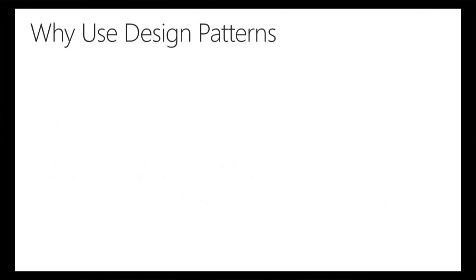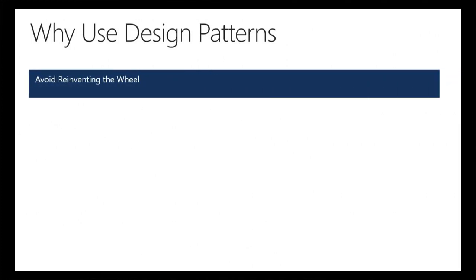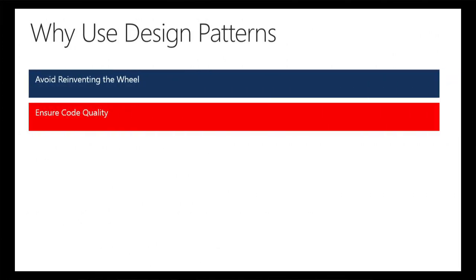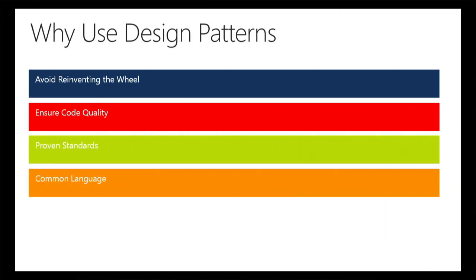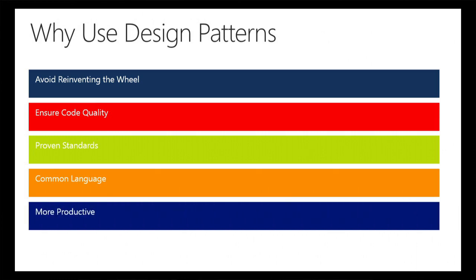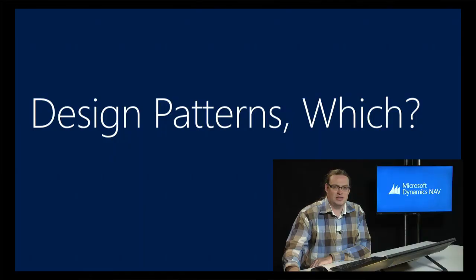From a technical perspective, there are also a couple of very good reasons. If we follow proven design patterns, we avoid reinventing the wheel and ensure code quality. We use proven standards and introduce a common language. We can be more productive by using building blocks that we know work and have been used successfully by others in the past. So which design patterns do we have in Dynamics NAV?